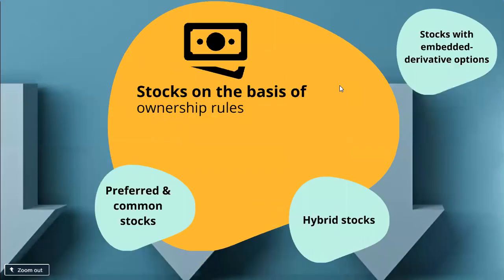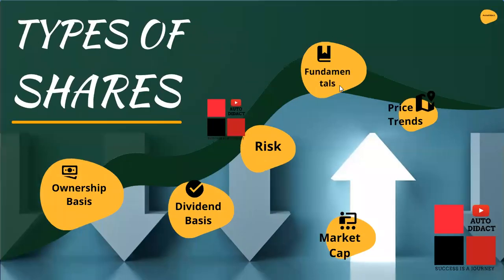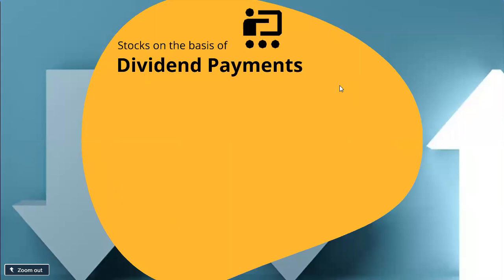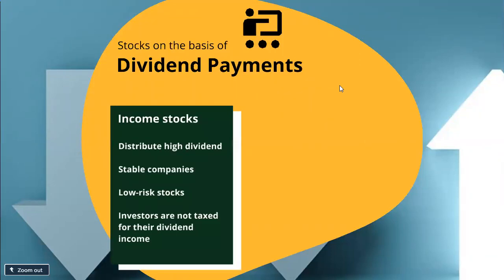Moving ahead with the next category, that is stocks on the basis of dividend payments. We all know that dividend is the part of profits that is distributed among the shareholders. In fact, dividends are the primary source of income until the shares are sold for a profit. Stocks can be classified on the basis of how much dividend the company pays. The first category is called income stocks. These are the kind of stocks that distribute a higher dividend in relation to their share price. They are also called dividend yield or dog stocks. So, a higher dividend means larger income. This is why these stocks are also called income stocks.